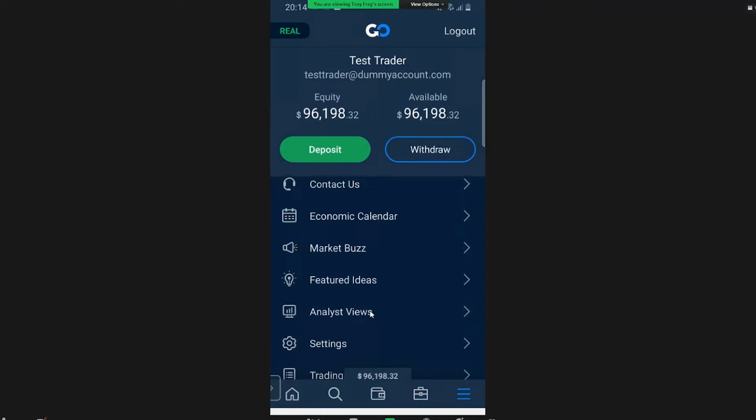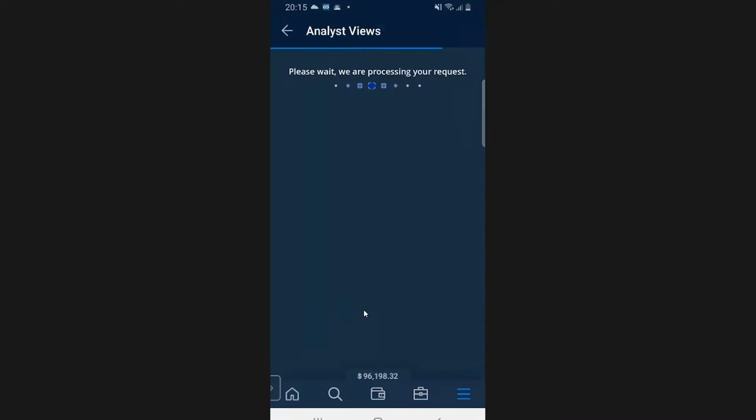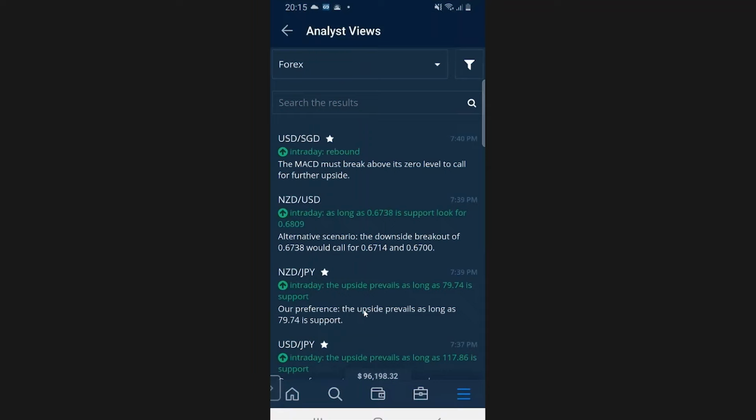Analyst views and featured ideas have signals coming in for free. Technical analysis done for you. So let's look at one of those. I'll click on the analyst views. And we see here are the signals. Intraday rebound, USD to go up against the Singapore dollar.